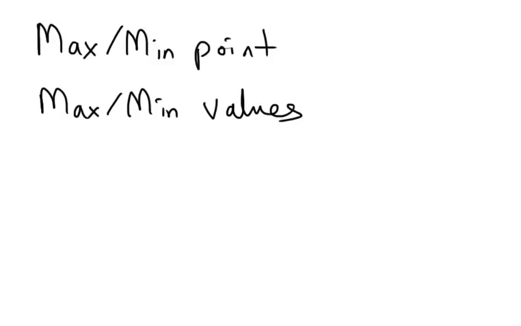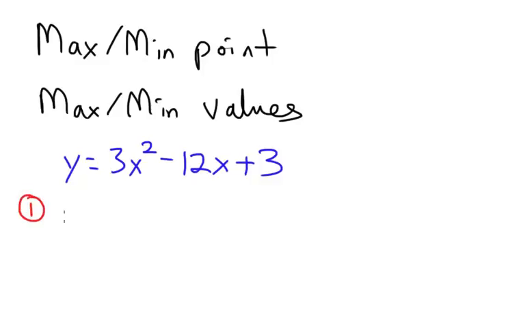For example, if you have a curve which is y equals 3x squared minus 12x plus 3. To find the maximum or minimum point using differentiation, of course, the first step you have to do is the differentiation, meaning dy/dx. So if you differentiate it, you get 6x minus 12.